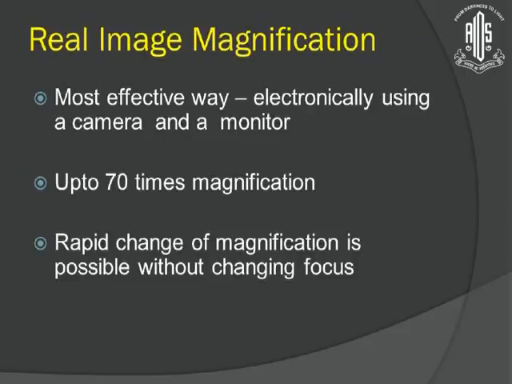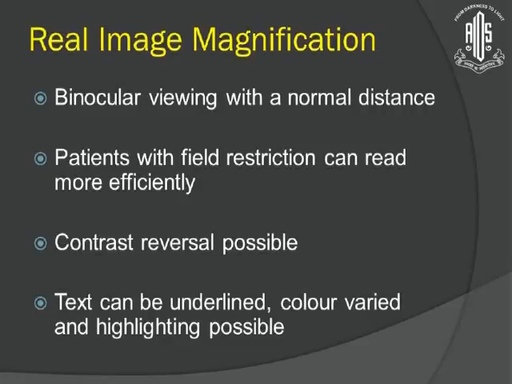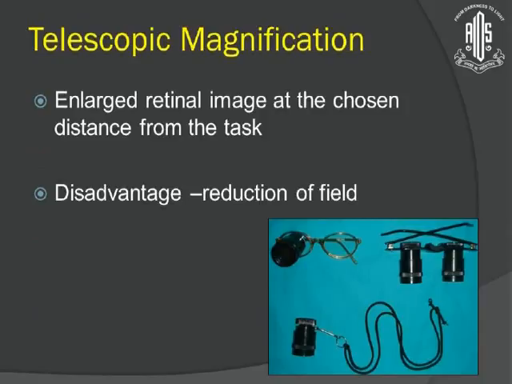This provides up to 70% magnification, and rapid change of magnification is possible without changing focus. Binocular viewing is possible. Patients with field restriction can read more effectively, and contrast reversal and adjustments are possible, and text can also be highlighted. Telescopic magnification, the disadvantage is reduction of field, which is a principle used in telescopes.